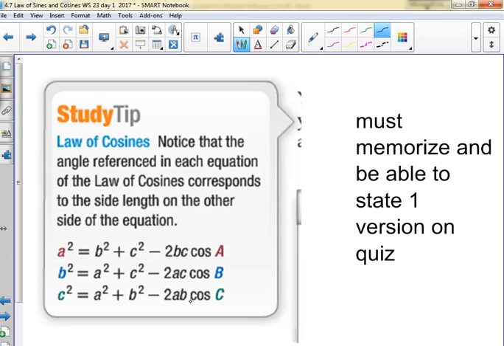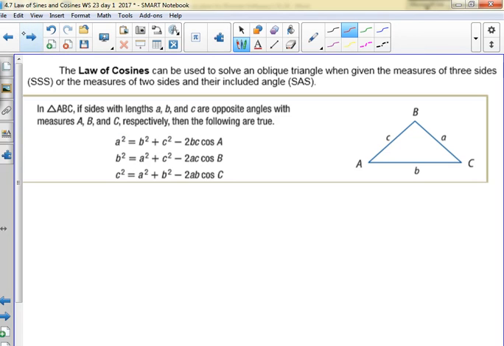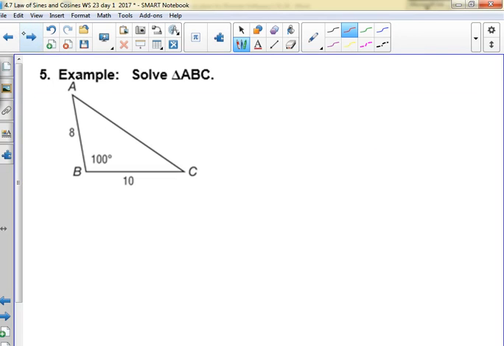I always do B, I don't know why. But this is the one I have memorized that I usually write on my answer key. B squared equals A squared plus C squared minus 2AC cosine of B. It's on the top of your sheet or middle of your sheet, wherever it is. Everybody ready to try this?